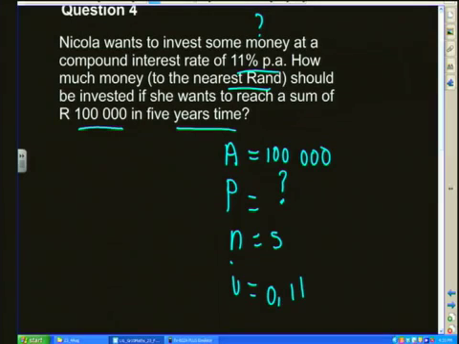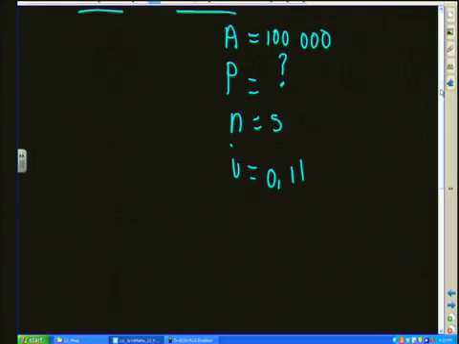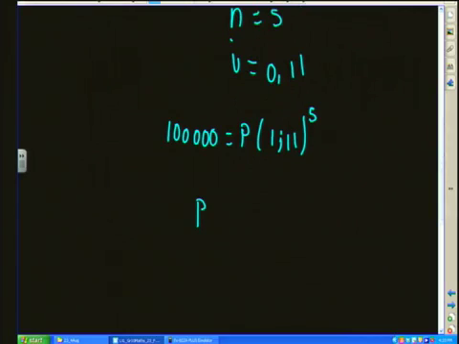All right. So we're looking for P. We've got A, N, and I. So we're going to say 100,000 is equal to P times 1 plus I. I is 0.11, so it's going to be 1.11 to the power of N, the power of 5. We're looking for P, so we divide both sides by 1.11 to the power of 5, so we get P is equal to 100,000 divided by 1.11 to the power of 5.